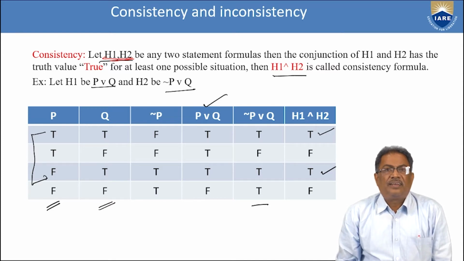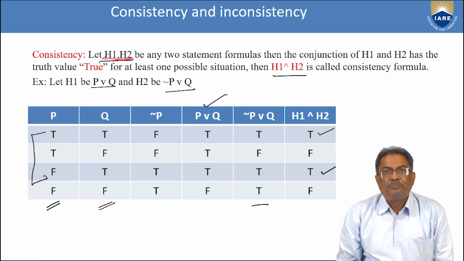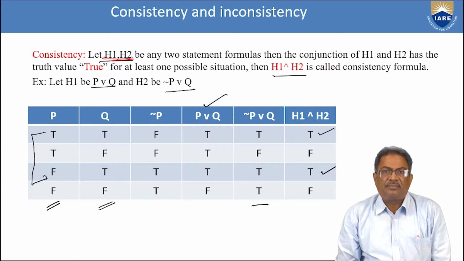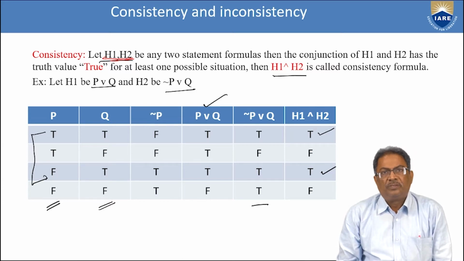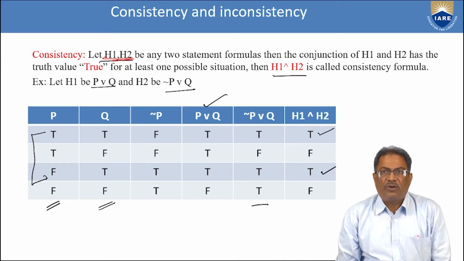So let us consider H1 as a compound proposition P→Q and H2 as negation P→Q. So these are the compound propositions. Now we are going to verify whether H1 and H2 are consistent or not. For that, we are going to construct a truth table. For all possible situations of P and Q, we have to verify whether, in at least one possible situation, H1 and H2 are true or not.